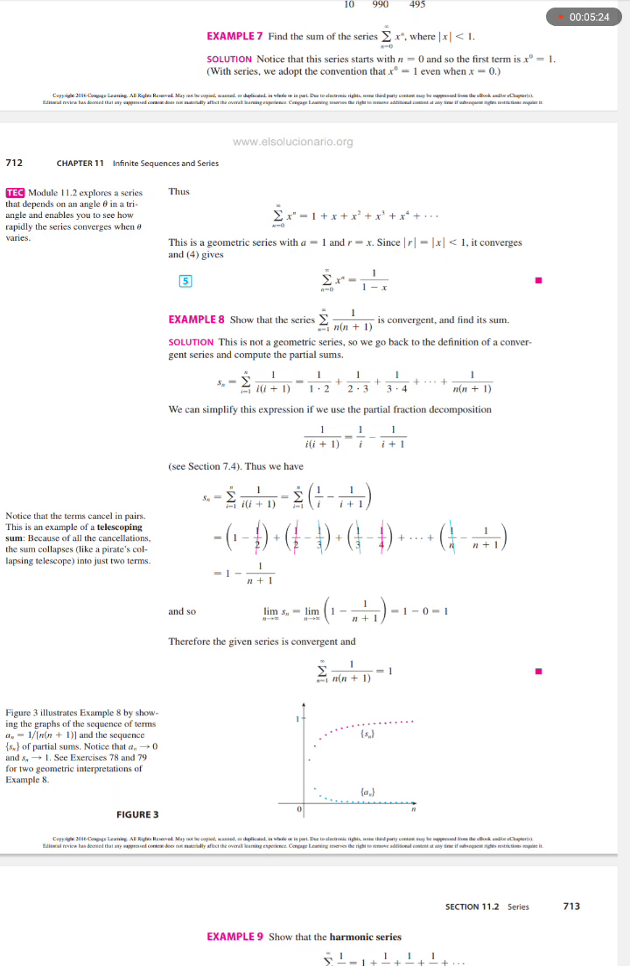Figure 3 illustrates example 8 by showing the graphs of the sequence of terms a sub n equals 1 over n times n plus 1, and the sequence s sub n of partial sums. Notice that a sub n approaches 0 and s sub n approaches 1. See exercises 78 and 79 for two geometric interpretations of example 8.